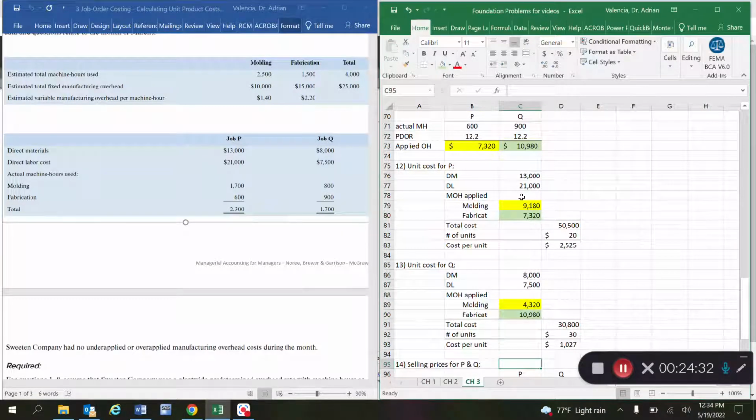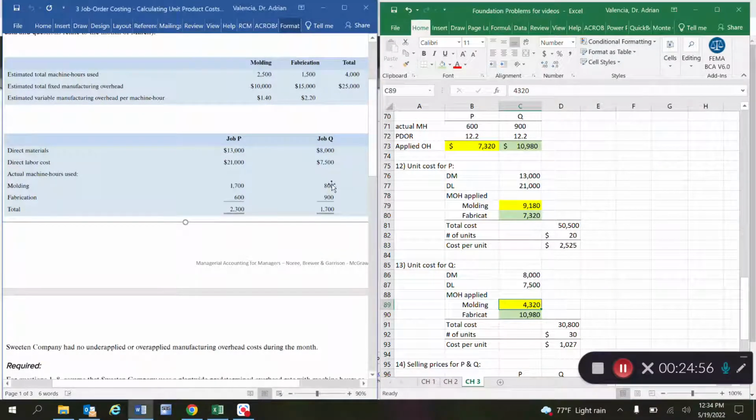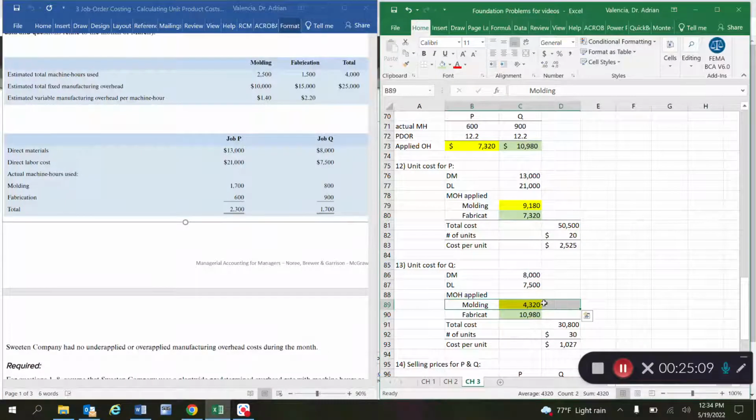When we applied molding to product P, notice how it's a large amount of molding cost for product P because it consumed a lot of those machine hours. Yet for product Q, notice how we decreased it significantly because of the small amount of machine hours incurred. I'm sorry, I should be referring to this 800 right here. Notice how it's much less because 800 machine hours is so much less than 1700. And that is reflected right here. You only apply 4,320 for product Q.